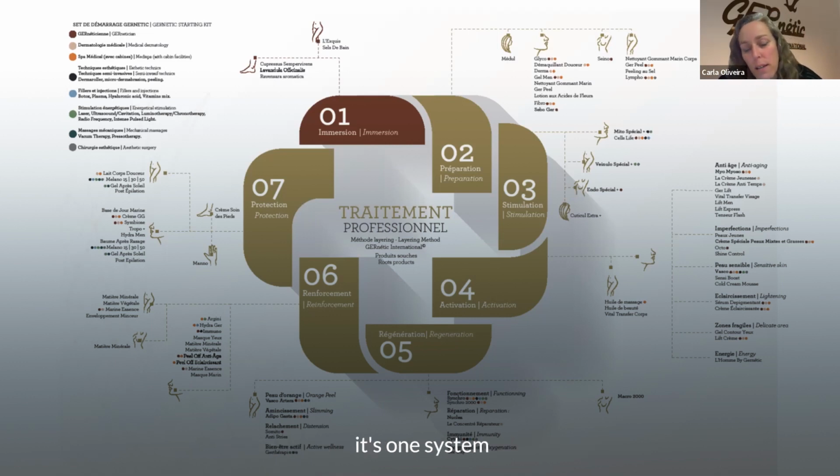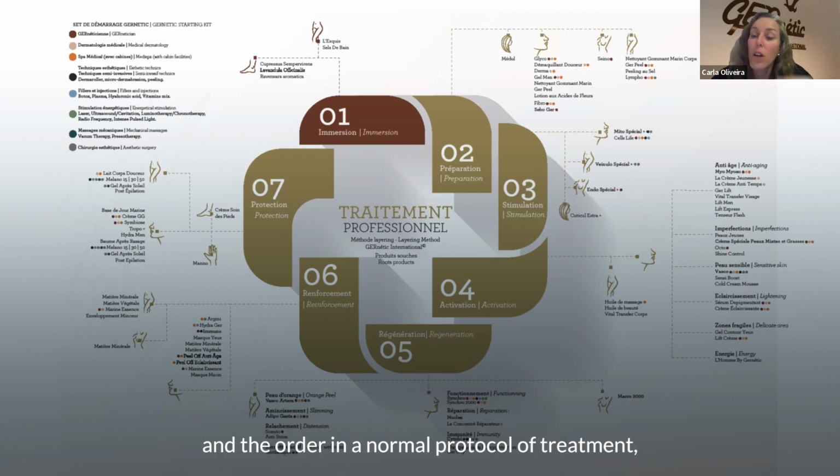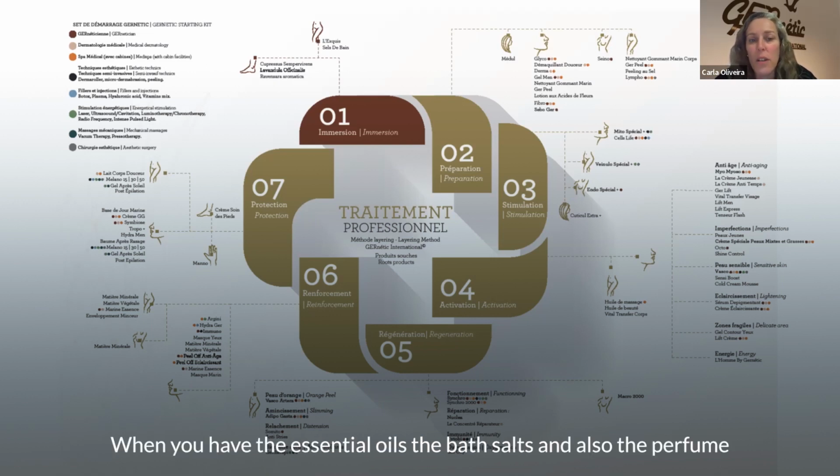It's one system that puts together all the products of Gernetic and puts them by groups. This way, we easily understand the function of each product and the order in a normal protocol of treatment, in cabin or home care. So we have 7 different parts. We have the immersion, where you have the essential oils, the bath salts, and also the perfume.